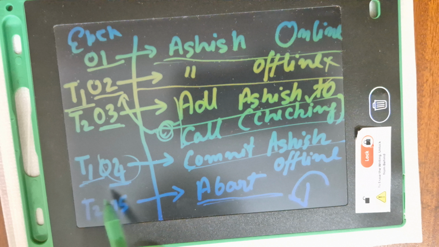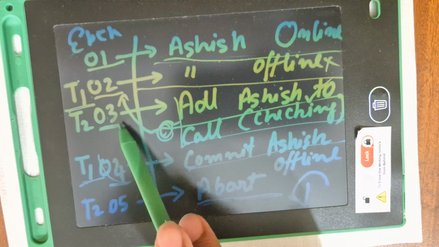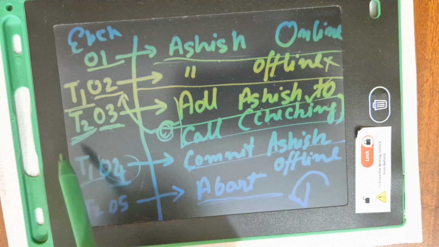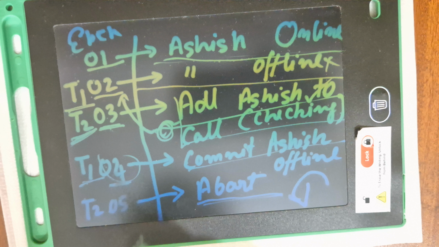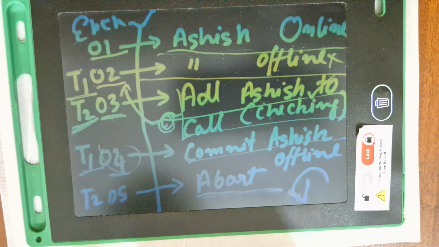How can we check what the state was before and what the next state can be? By using epochs. When I said these are times T1, T2, T3, T4, actually these are not times. These are epochs. For each and every change we make, we put an epoch. At epoch 01, Ashish was online. At epoch 02, Ashish is making a transaction in which he is trying to make himself offline.